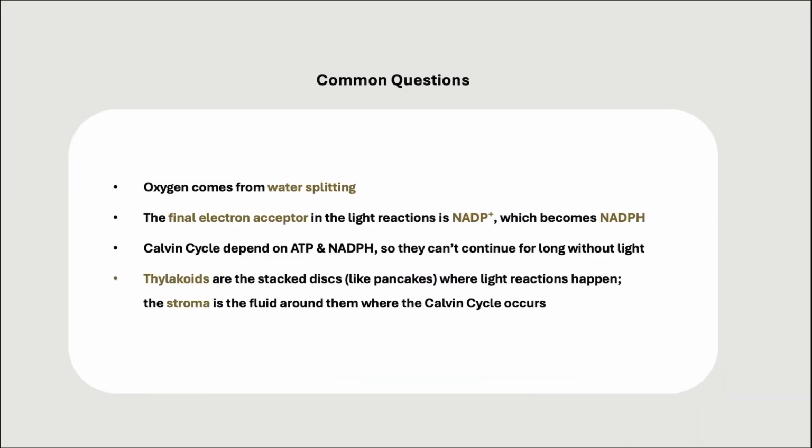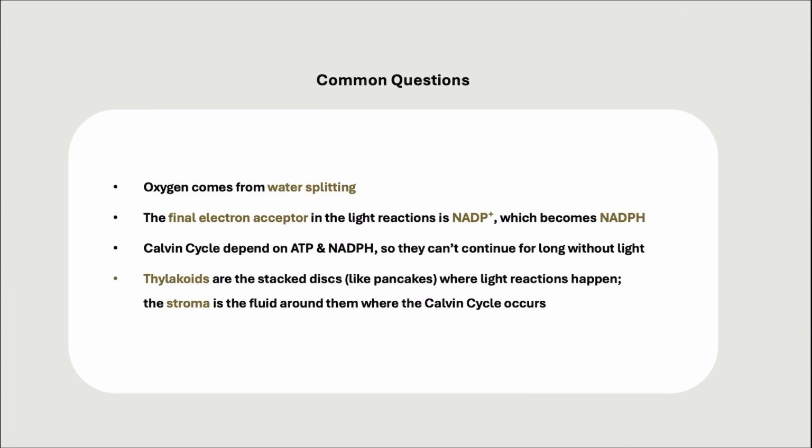So here are some tricky but important facts. As I said, oxygen comes from water splitting. It's not from CO2 or other reactions. And the final electron acceptor in the light reactions is NADP+, which combines with an H+ ion to become NADPH.